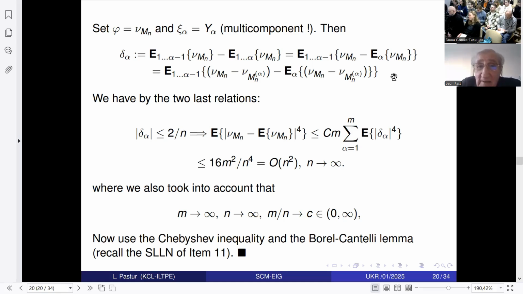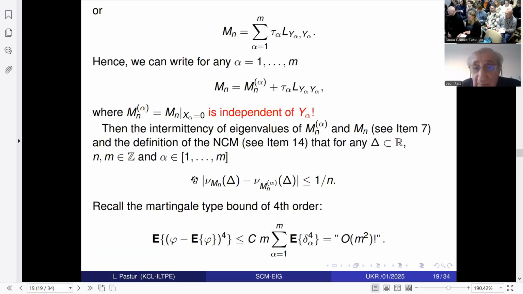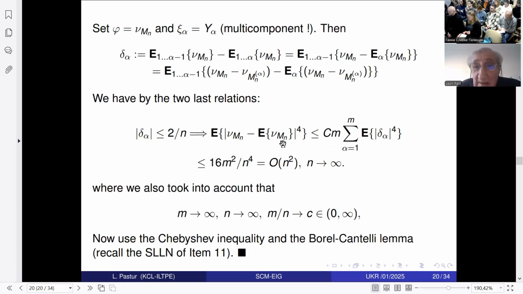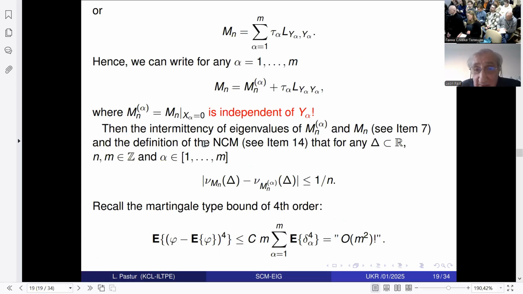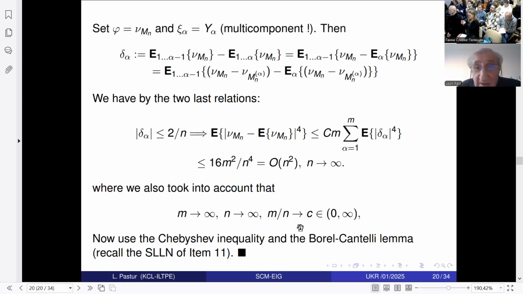So we can write this identity, just equality, not inequality. So we have this. Now we apply for every difference, this one and that one, this inequality, and therefore, each of these terms is bounded just by 1 over n. And now our delta is bounded just by 2 over n. And then by using this bound written here, we easily obtain.